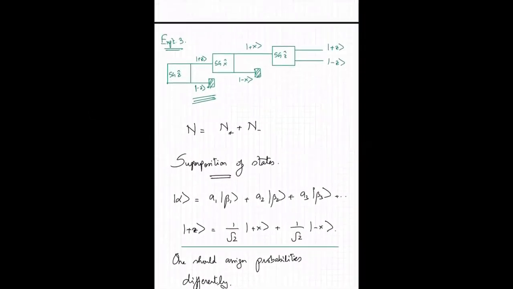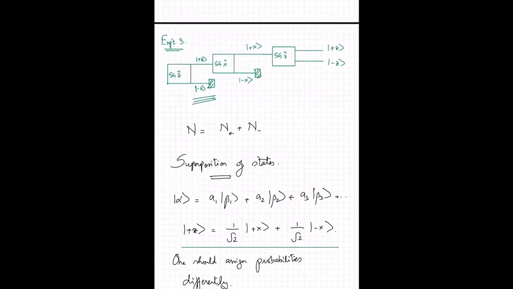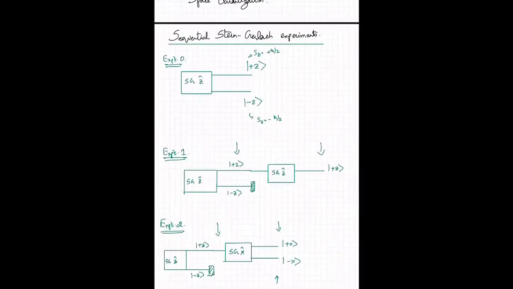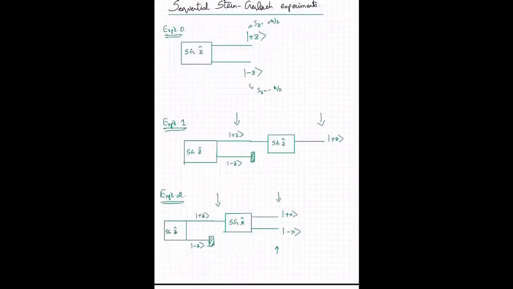Suppose you have observations that are not compatible with each other. In this particular case, the measurement of spin along the x direction has somehow ruined all the past history, right? So feeding the plus x beam in the z direction experiment simply gives you exactly the same thing as you would have gotten in the very first experiment number 0, right?